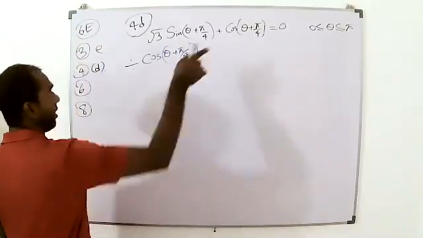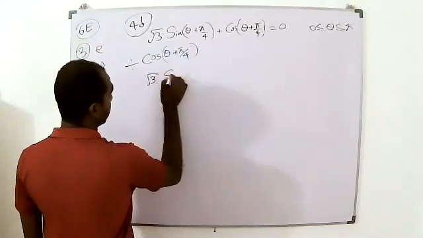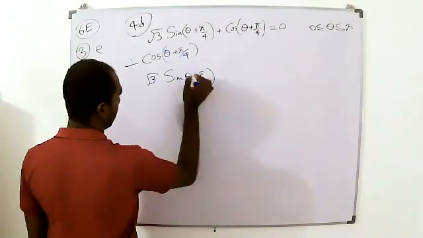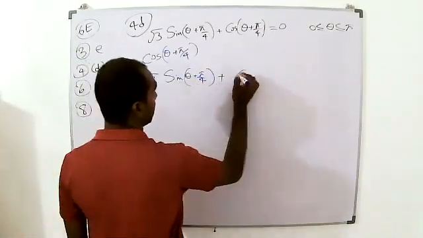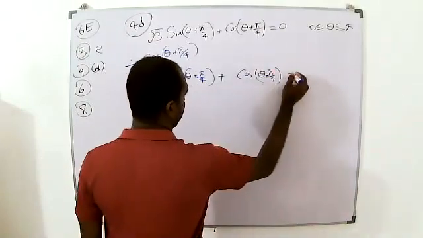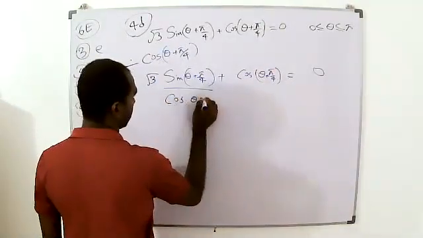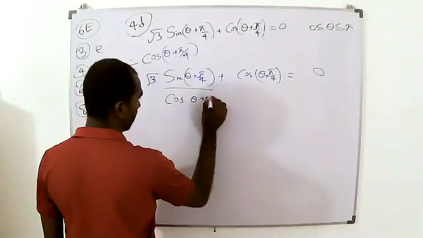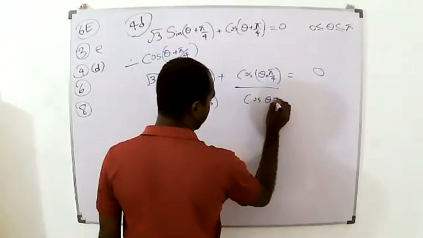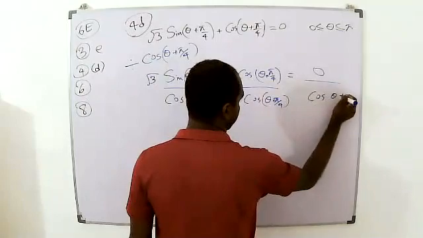Yes, you can do that. So I can write square root 3 sine theta plus phi over 4 plus cos theta plus phi over 4 equals 0. Everything I am going to divide by what? Cos theta plus phi over 4. What happened to the other side? The other side also you can divide by cos theta plus phi over 4.